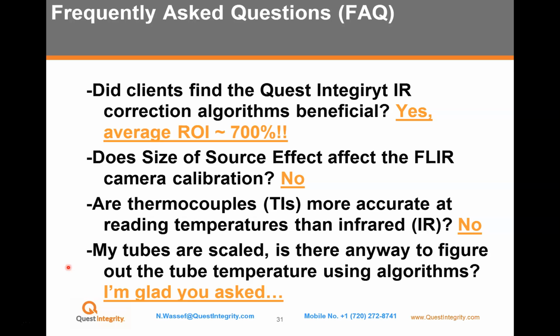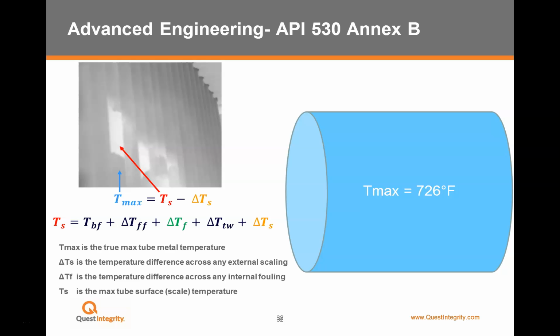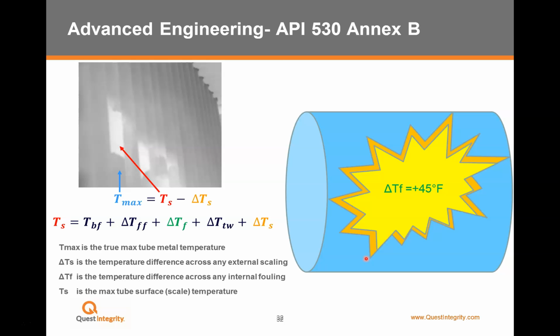And if there's scale present on top of the tubes, then that's what's emitting and that's what the infrared camera or instrument will read. Fortunately, what we are able to do is apply an advanced engineering technique, which is based off of API 530 Annex B. And what it does is we see in this image, there's scale on this tube, and we believe this is where the spot that's going to yield us the true accurate temperature. And as you can see, this is what the true tube metal temperature should be. But when we put the spot on the scale, we end up adding scale thickness temperature, which increases it by 48 degrees. And then we actually have some tube fouling that increases the temperature by another 45 degrees.